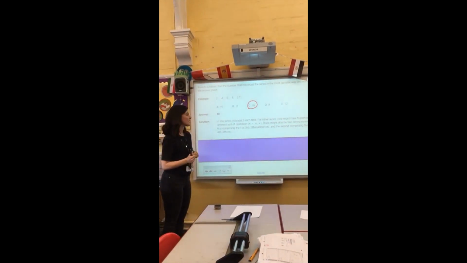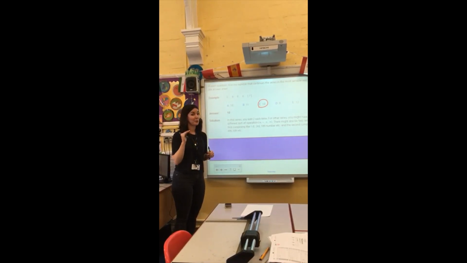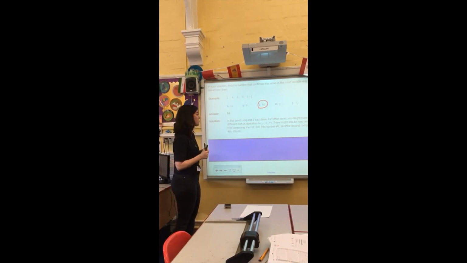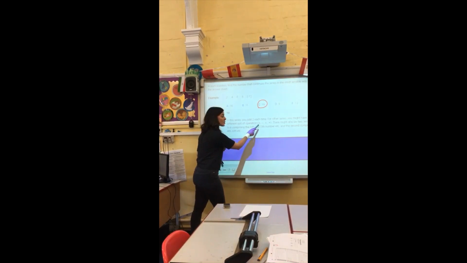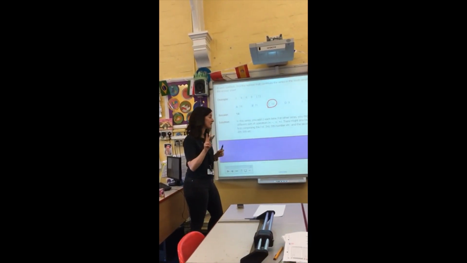Right, I'm going to read you this because this explanation shows how it can get a little bit trickier than this. In this series, you add 2 each time. For other series, you might have to perform a different sort of operation: addition, subtraction, multiplication, division. There also might be 2 series involved.